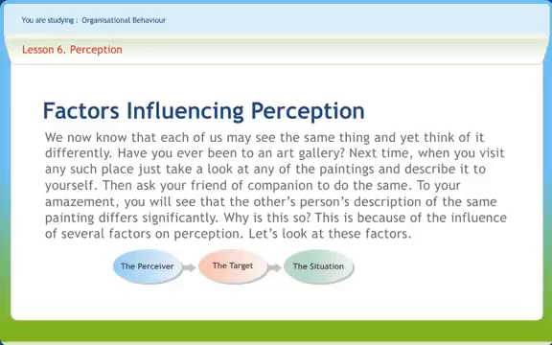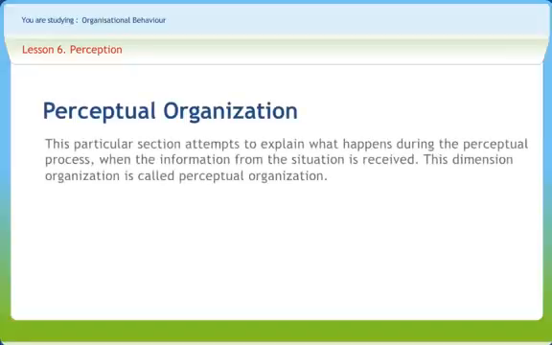We now know that each of us may see the same thing and yet think of it differently. This is because of the influence of several factors on perception. These factors include the perceiver, the characteristics of the target, and the situation or the context in which we see the objects or events. This particular section attempts to explain what happens during the perceptual process when the information from the situation is received. This dimension of organization is called perceptual organization. A person's perceptual process organizes the incoming information into a meaningful whole.